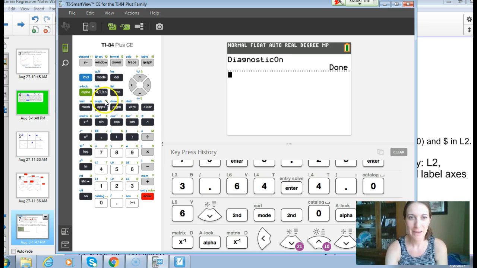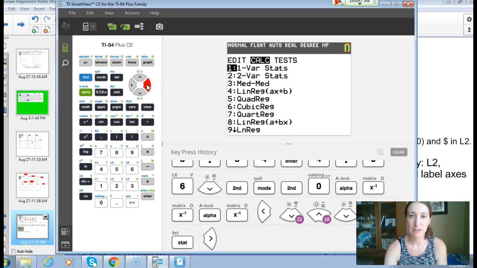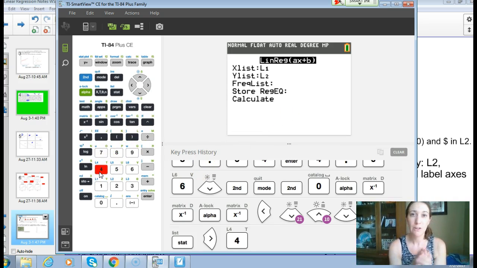Unfortunately, every time you reset your memory and stuff, you might have to turn this on again. Okay, so now go to stat, and then this time we're going to go to calc, a submenu called the calculate menu, and we're going to be doing what's called linear regression. So you have two choices, ax plus b or a plus bx. I always go with ax plus b because that flows naturally from what I've already learned for linear lines. So 4.